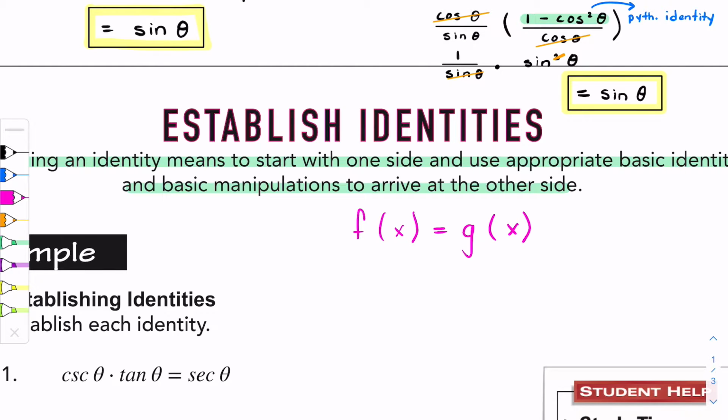Without changing sides of the problem, so without adding or subtracting, multiplying or dividing from one side to the other, you need to prove either that f of x is equal to g of x, so prove that you can get f of x to the solution of g of x, or prove that g of x will equal f of x. So work one direction or the other. And that's what establishing identities is.